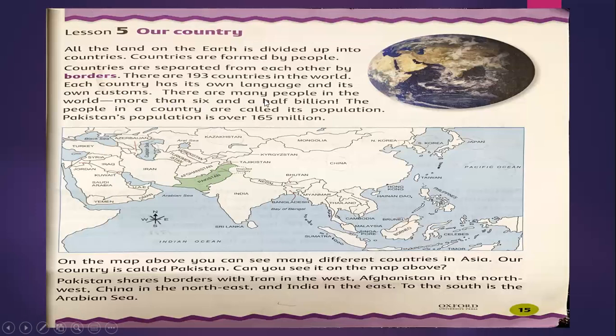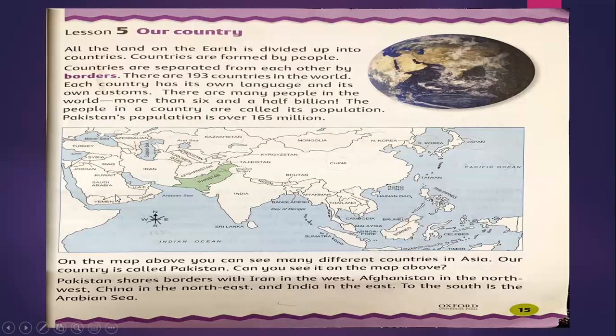There are many people in the world. As you know, in every country, there are a lot of people. More than 6.5 billion in the world. The population of the world is 6.5 billion. The people in a country are called its population. Understand? The people who are living in a country is called population.